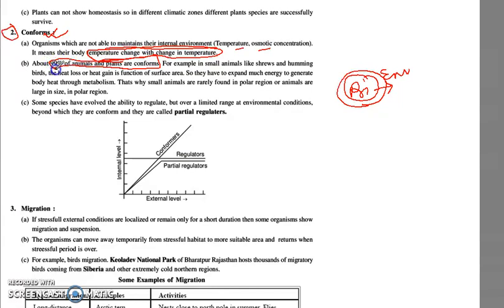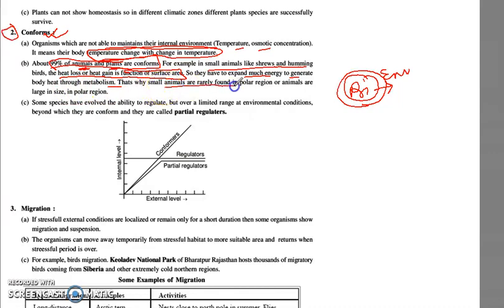Got it? It has been found that about 99% of animals and plants are conformers. Please note this down, this particular question comes in your NET. So 99% of animals except mammals, and plants, are conformers. In small animals, what happens? Whatever may be the birds, the heat loss or heat gain is a function of the body surface area, so they have to expend much energy to generate body heat through metabolism.